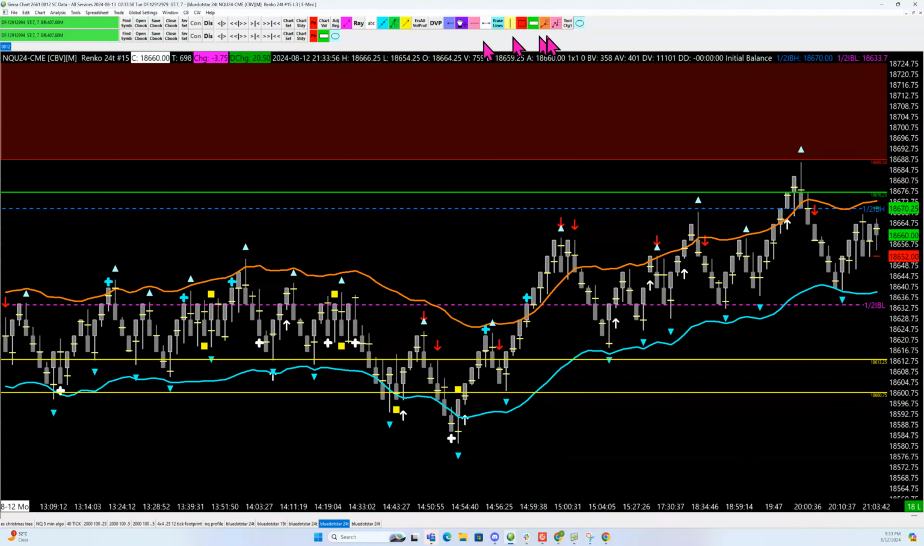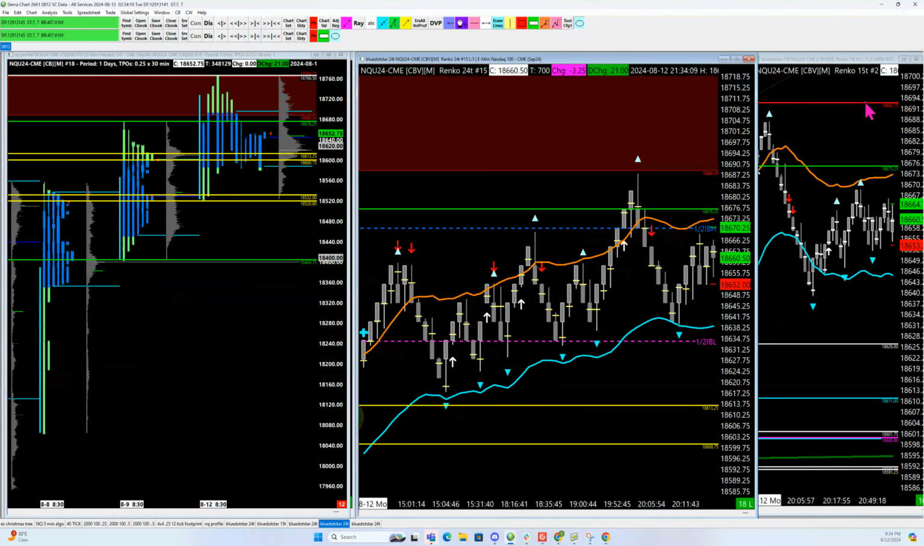Here's late in the day. Again, I don't trade the last 10 minutes of the day, but you can see arrow down pushes that, then it goes into supernova, right? And then I would have switched over to the 15-tick chart in the evening, which would be this chart right over here.